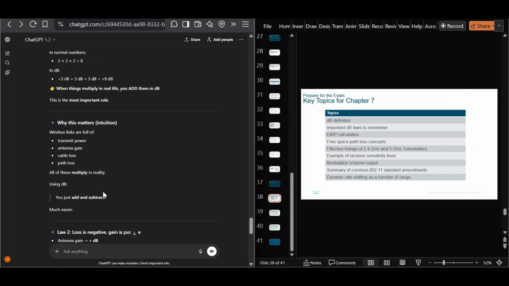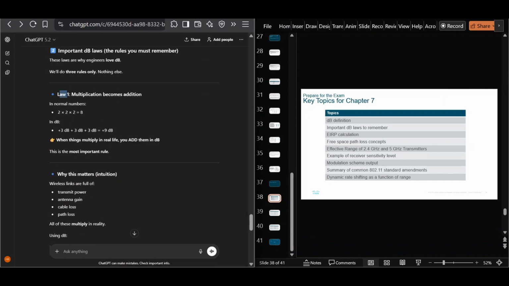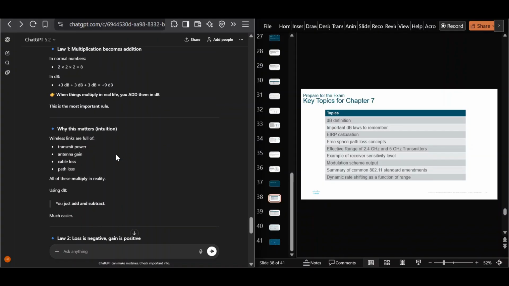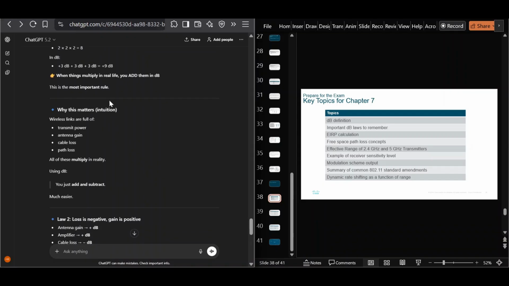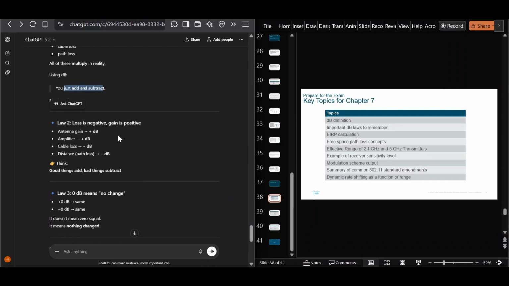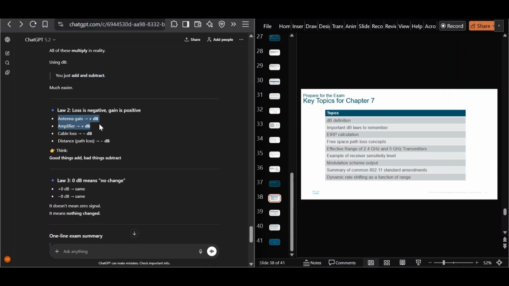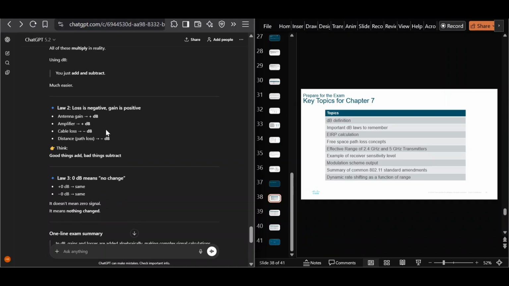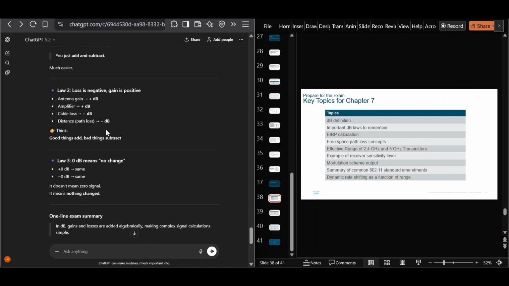Okay, so we have law one: multiplications become addition. 2 times 2 times 2 is plus 3, 6 dB. You just add and subtract, everything is added. Antenna again: plus dB, plus dB, amplifier. Loss is negative, gain is positive. Antenna gain is positive, cable loss is negative. Gain is positive, loss is negative.